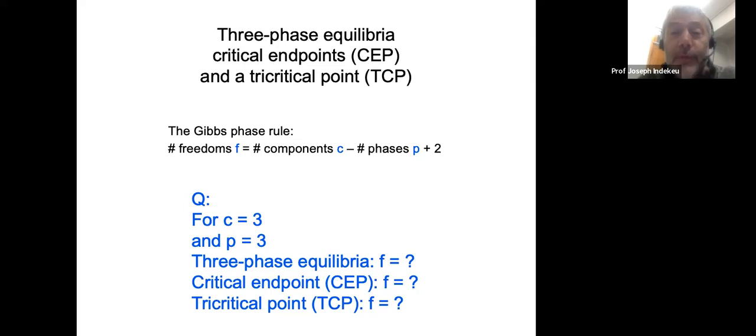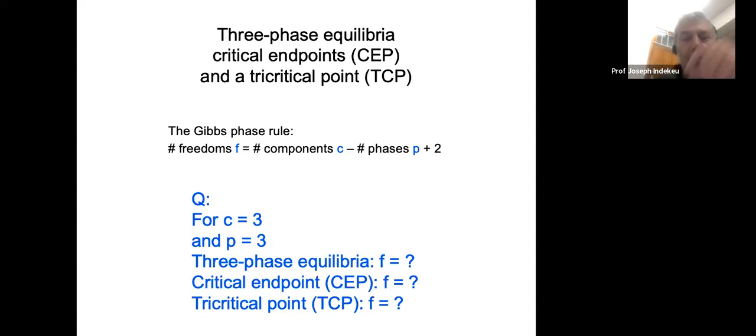As promised, we go back to three-phase equilibria. And let's check Gibbs phase rule. That's always a good thing to do. So Gibbs phase rule tells us that the number of freedoms in thermodynamic fields, thermodynamic variables, you could say, is the number of components minus the number of phases plus 2.